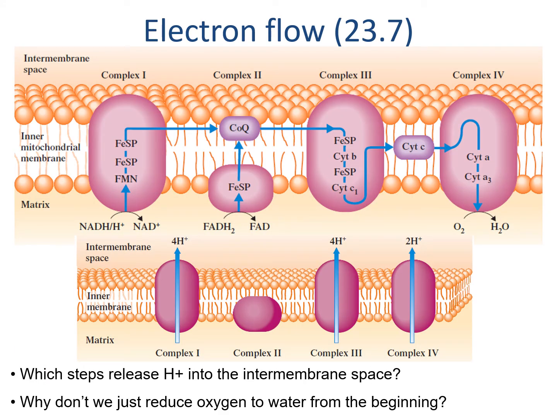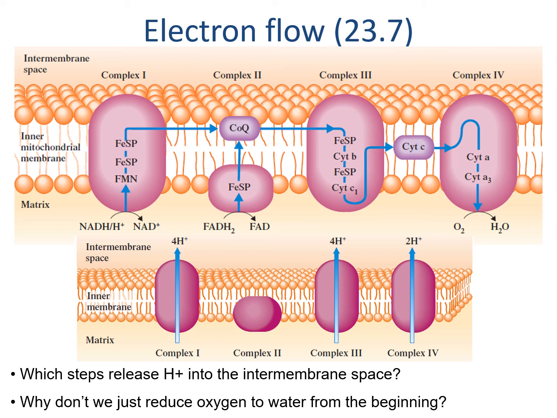For a summary of what happens in the electron transport chain, follow the arrows from either NADH or FADH2 through each complex in the top figure. NADH engages complexes 1, 3, and 4, while FADH2 engages complexes 2, 3, and 4.